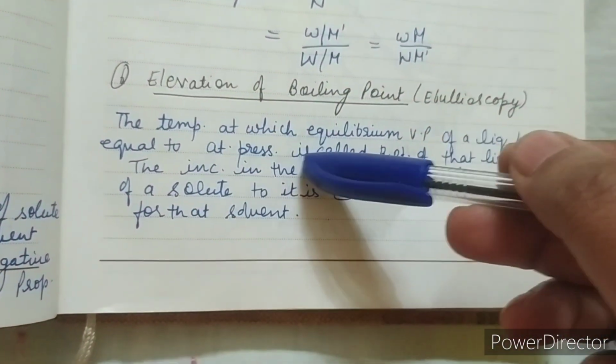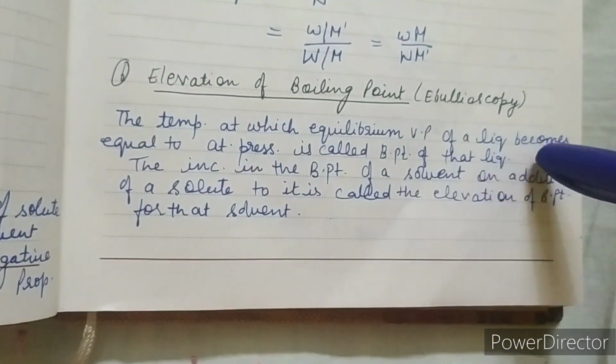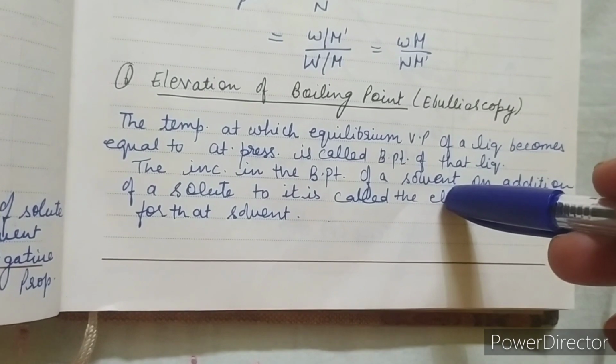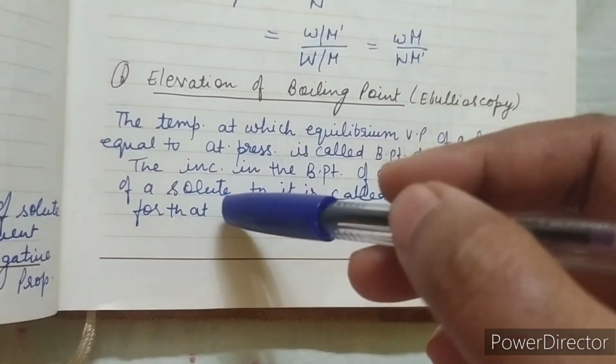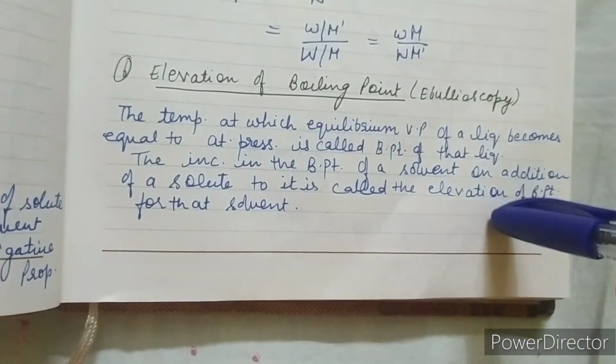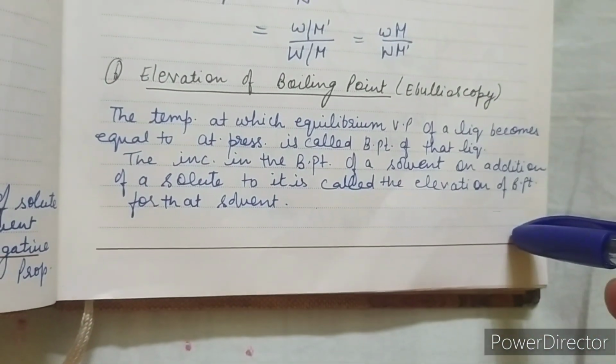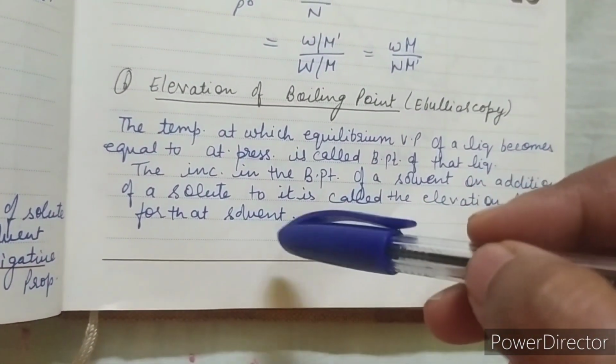The temperature at which the equilibrium vapor pressure of a liquid becomes equal to the atmospheric pressure is called the boiling point of the liquid, and the increase in the boiling point of a solvent on addition of a solute to it is called the elevation of boiling point for that solvent.